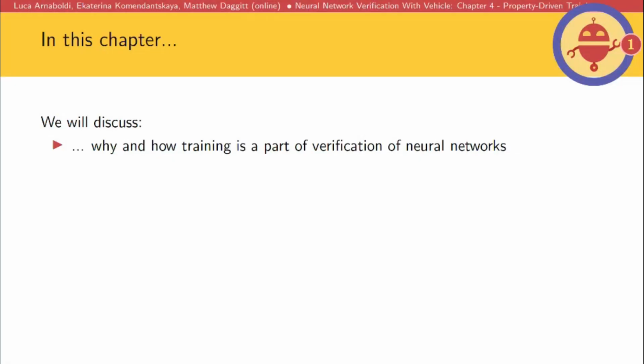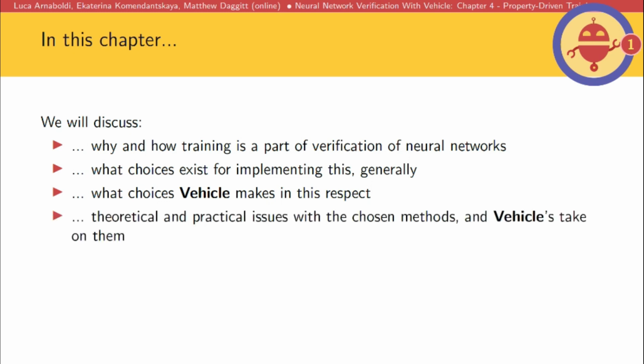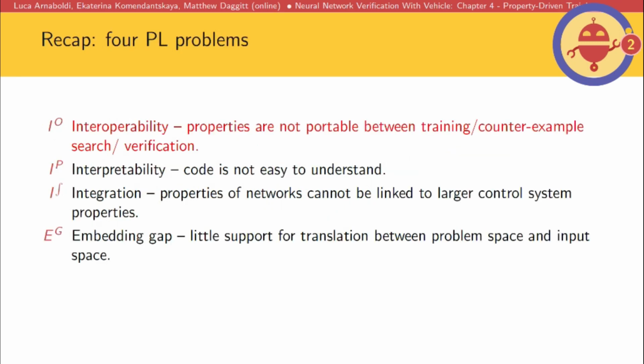Okie doke, so we'll go into the chapter about training. We will discuss why and how training is part of verification of neural networks, what choices exist for implementing this generally, and what choices Vehicle makes in this respect, theoretical and practical issues with the chosen methods and Vehicle's take on them. In terms of our four problems, this now touches upon the very first one, which we haven't yet discussed, interoperability.